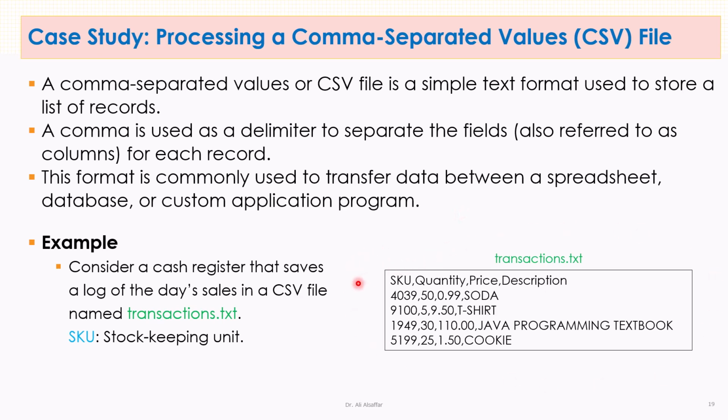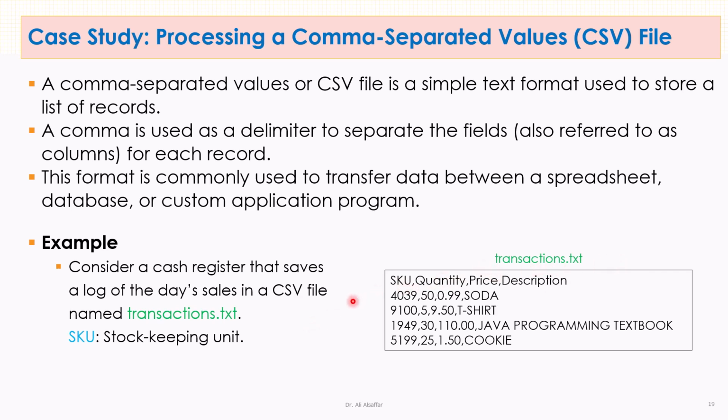Here is an example of a CSV file for transactions in a grocery store. Notice that the first line consists of titles for each column or each field. Notice that the titles are separated by commas. So we have SKU, which is short for stock keeping unit. This is like a barcode. The second field is quantity. The third is price. And the fourth is description.